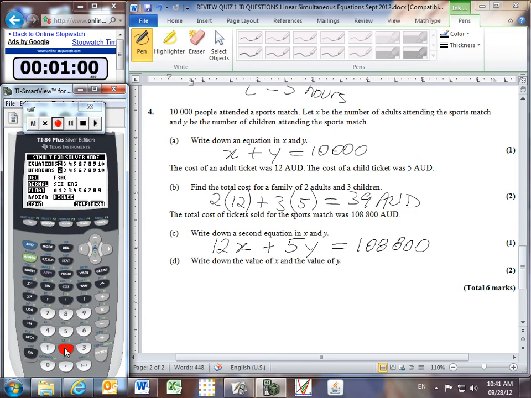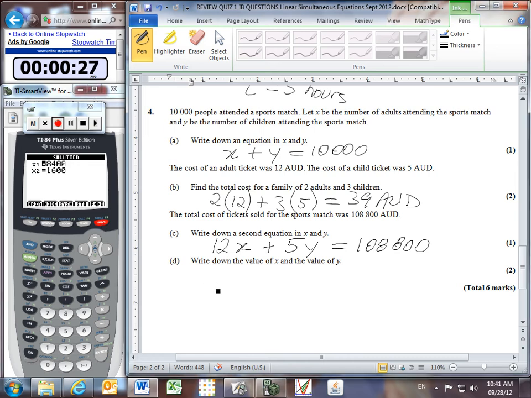Two equations and 2 unknowns, and because X and Y represent a number of people, we expect them to be integer answers, so it doesn't matter whether I have them as decimals or fractions. Let's clear the previous system, and then we've got 1X, 1Y, and 10,000 people attending a sporting event. And then the costs of each one, the adult tickets cost 12, the child tickets cost 5, and the total amount of money that came in was $108,800. And once we've entered that equation, we'll solve and find out that 8,400 adult tickets were sold, and there were 1,600 children who attended the event.